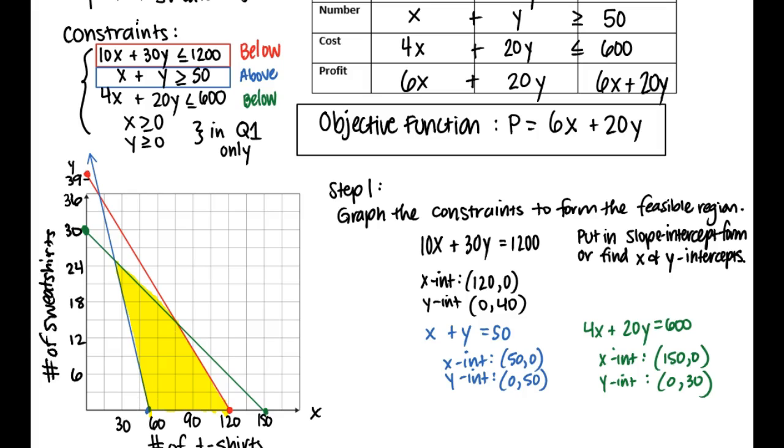You may be wondering, how do we find the coordinates of each vertex? If they are hard to read off the graph, what we want to do is solve the system of equations related to the lines that intersect to form the vertex, using that process that we have learned earlier in this chapter.